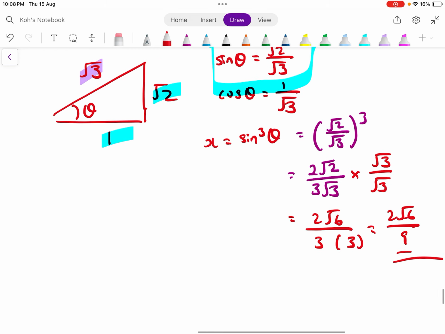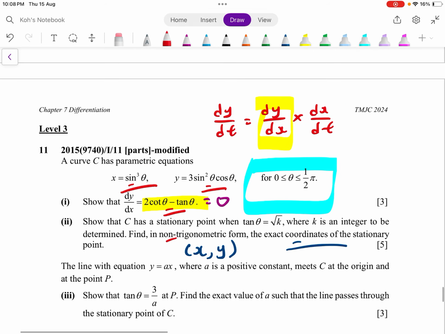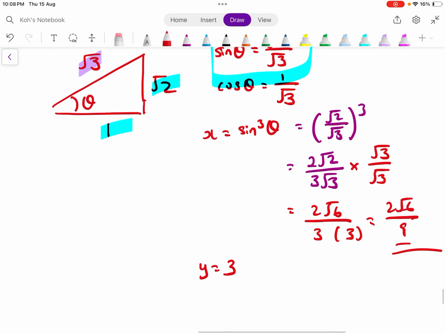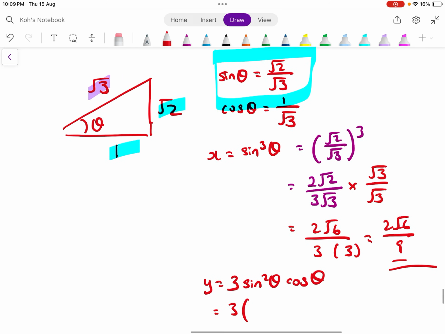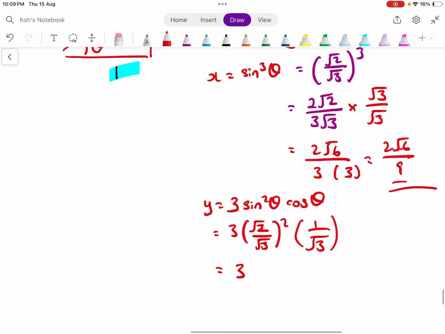Now it's time to determine the y value. Going back to the question, y is equal to 3 sine squared theta cosine theta. Sine squared we know is square root 2 over square root 3, squared, and cosine theta is 1 over square root 3. So this will give you 3 times 2/3 times 1 over square root 3. Of course, you must also rationalize this one. So this is the y coordinate.